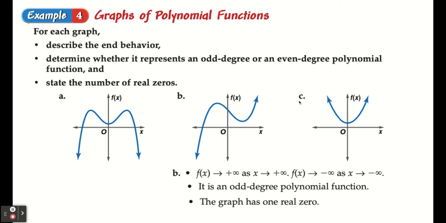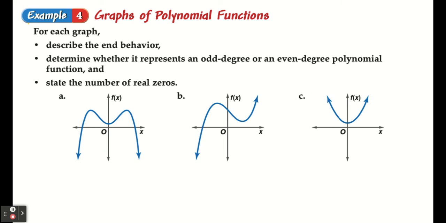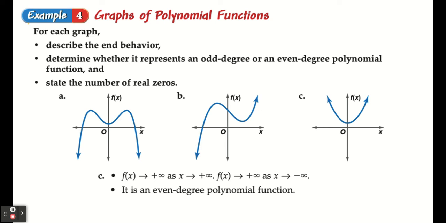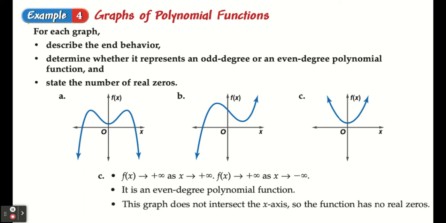And let's look at C now. So if I look at C and I want to describe the end behavior, both ends head to positive infinity. So f of x heads to positive infinity as x heads to positive infinity, and f of x heads to positive infinity as x goes to negative infinity, because it heads to positive infinity in both directions. So again, since both ends head in the same direction, this tells me it's an even degree polynomial. And when it's asked how many real zeros it has, well, it has no real zeros because it never crosses the x-axis. So therefore, no real zeros occur for this polynomial function.